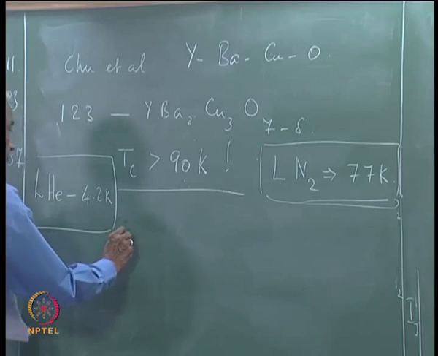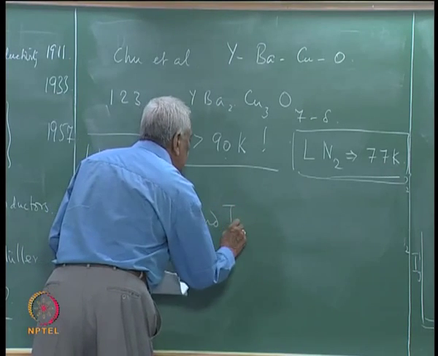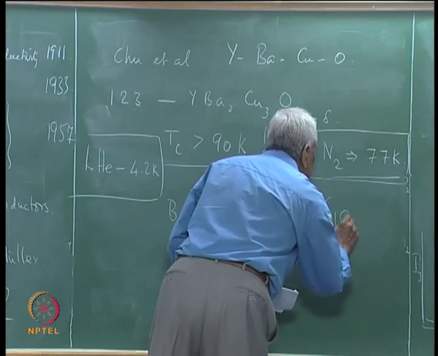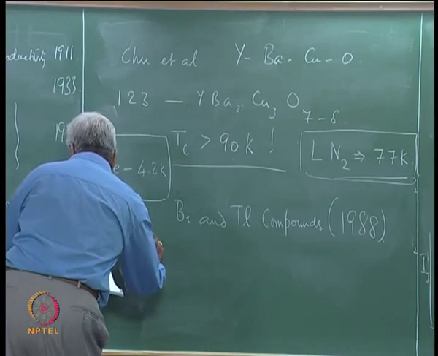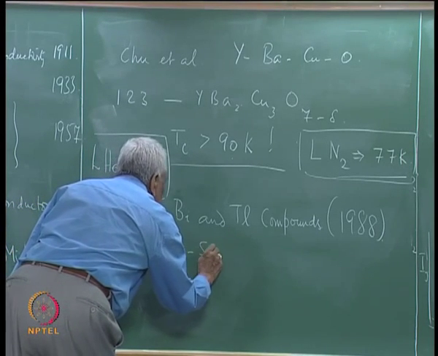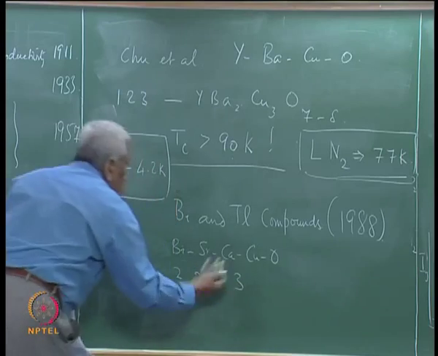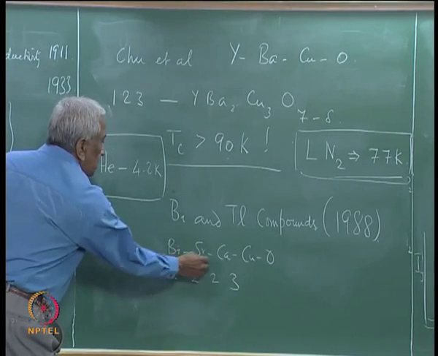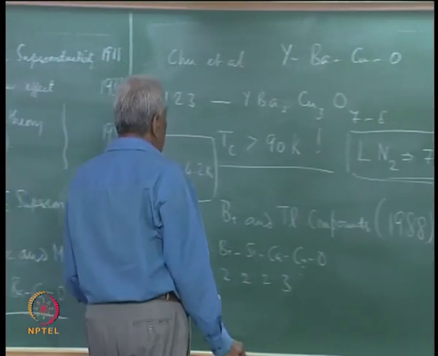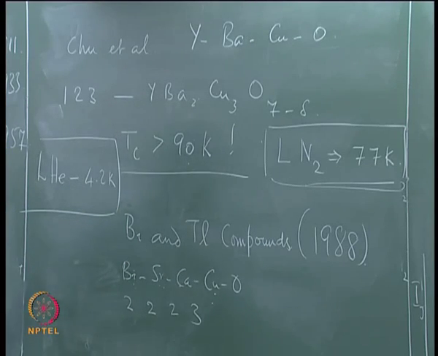Now, this was very soon followed by the discovery of superconductivity in bismuth and thallium compounds. This was in 1988, and the stoichiometry was bismuth, strontium, calcium, copper oxide. So, this was known as 2223 or 2212. That gives the stoichiometry of these elements in the compound. Similarly, thallium based compounds were discovered, and they had much higher superconducting transition temperatures.